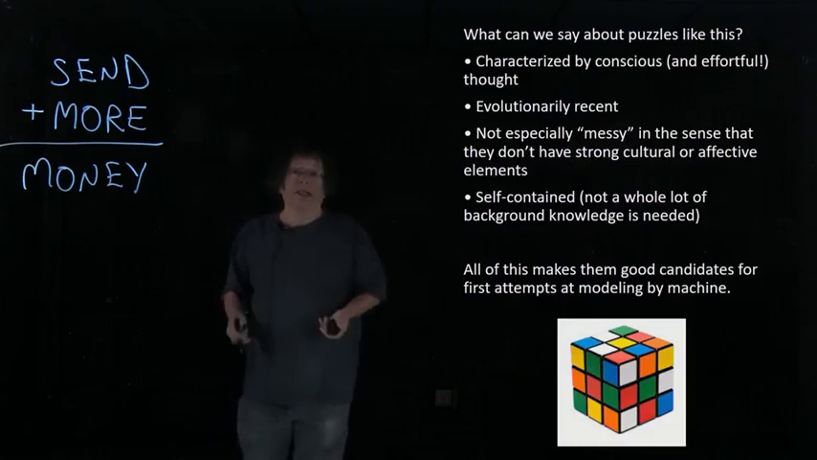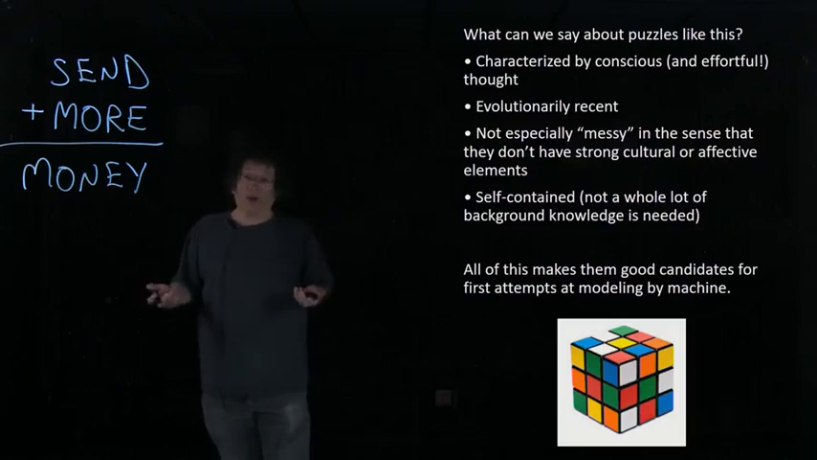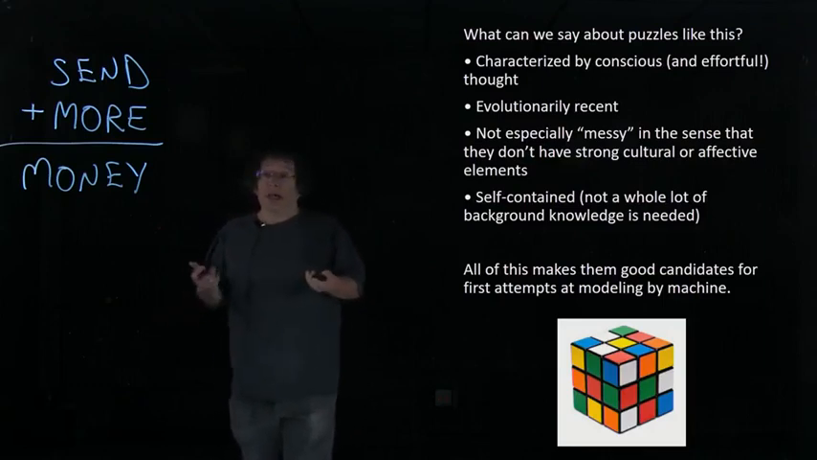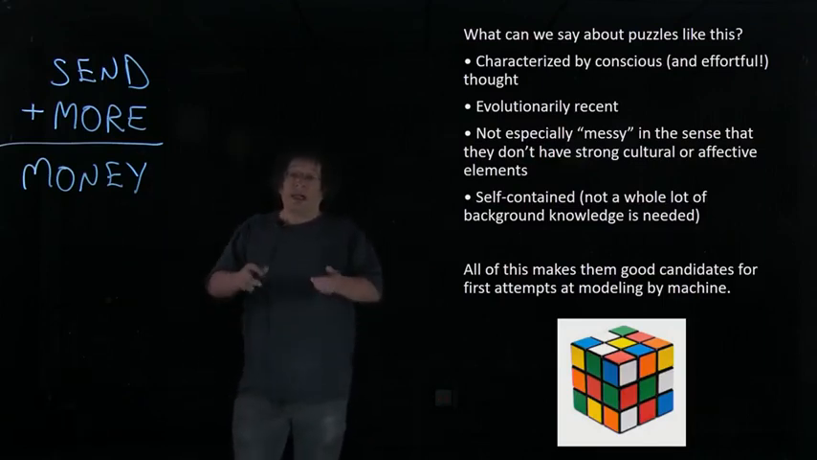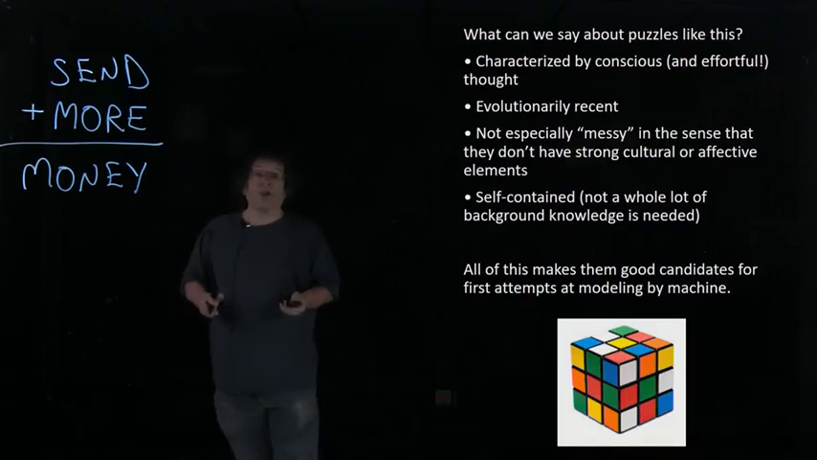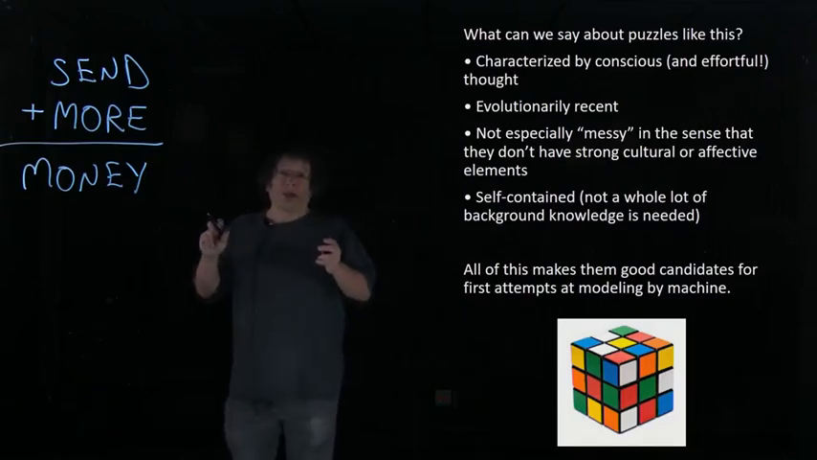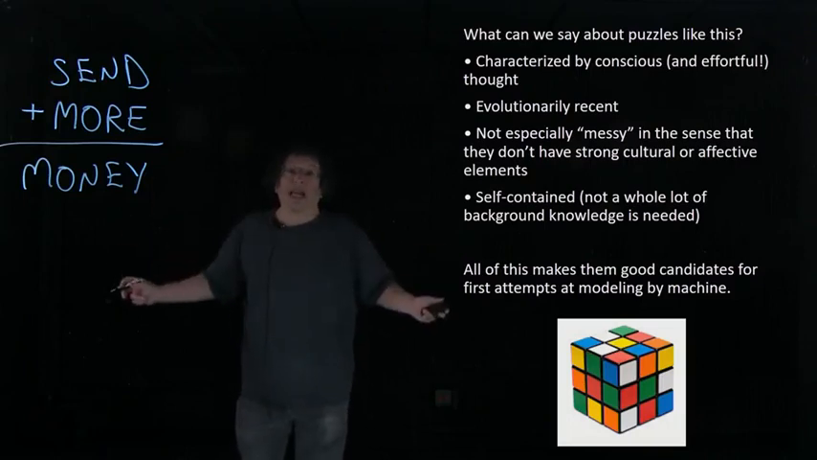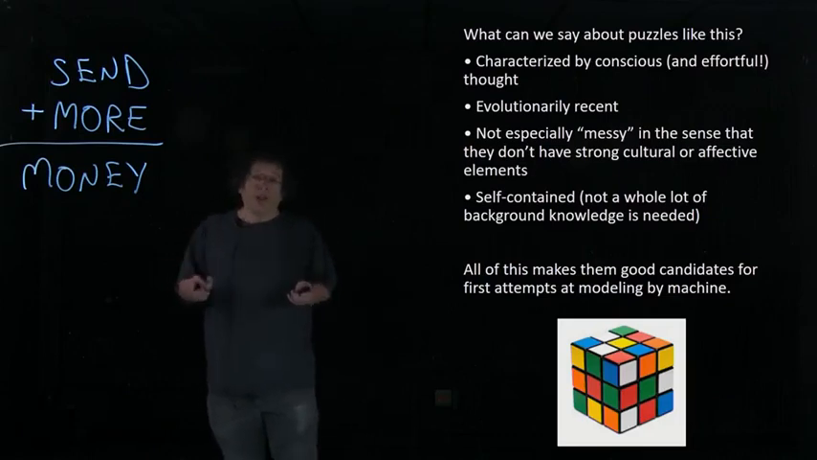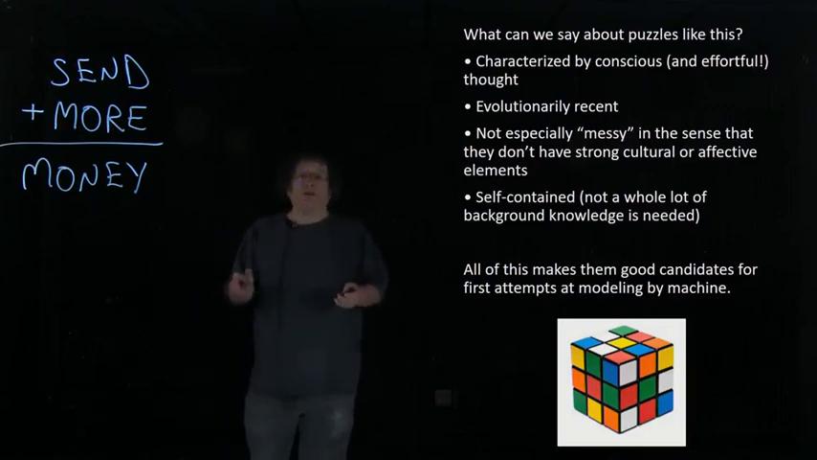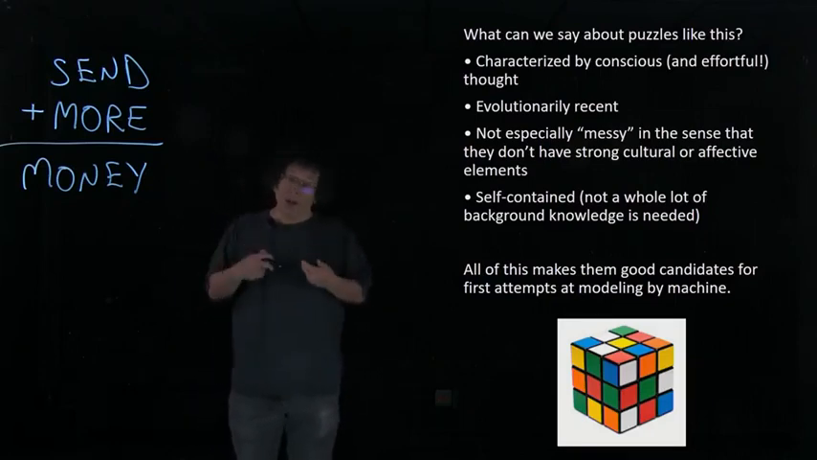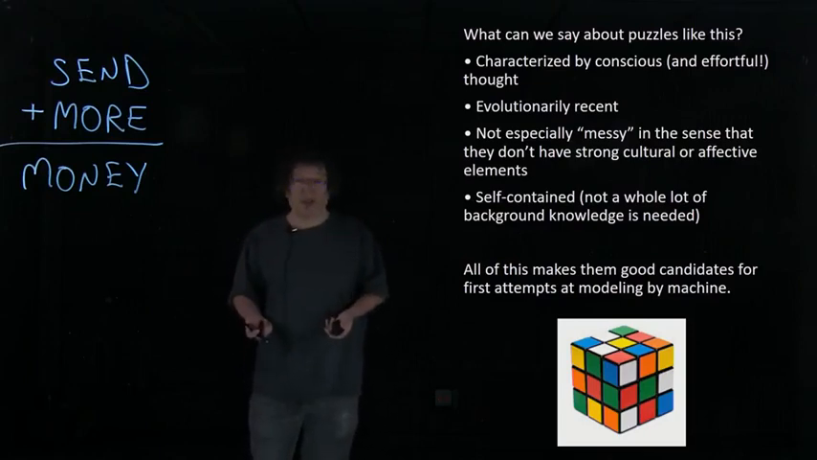They're self-contained, as I say, which is that they don't require a great deal of background knowledge. They require some. You have to kind of understand the ideas of arithmetic, or you have to understand the basic physics of sliding tiles, or perhaps what it means to handle a Rubik's Cube. But nonetheless, these are problems that don't require scads of outside factual knowledge about the world. So all of these things make them pretty good candidates for an attempt to model the human problem-solving process by a machine. How do we solve these problems? How could you get a machine to solve these problems?